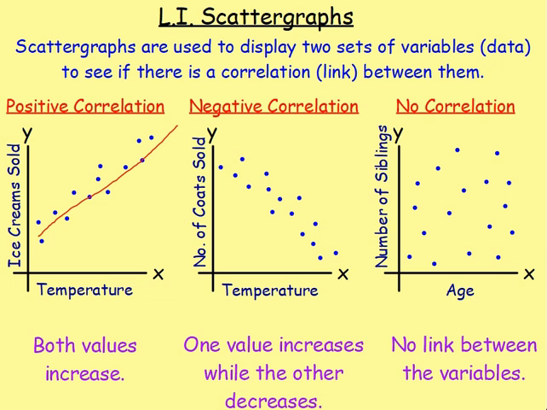A negative correlation would be if one value increases while the other decreases. So as the outside temperature increases, well, a shop would sell fewer coats. So the number of coats sold would decrease as the temperature increases. And there is no correlation if you just get the points all scattered about, hence the name scatter graph. If there is no link between them, they are just spluttered all over the place. Spluttered? Is that a word?